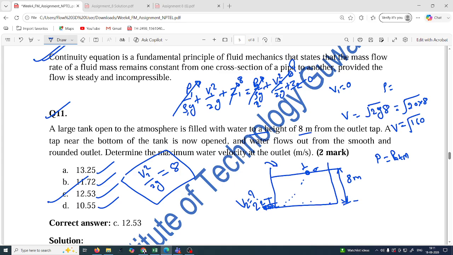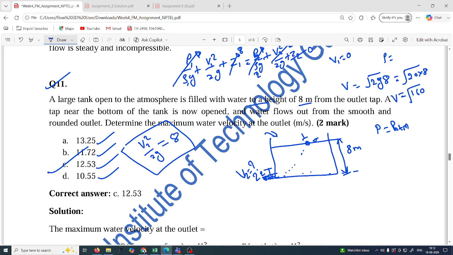You are telling control volume. Okay, you can consider the control volume, no issue. Even if you consider the control volume, you will get the same answer. Okay, you are asking about the coefficient of velocity.